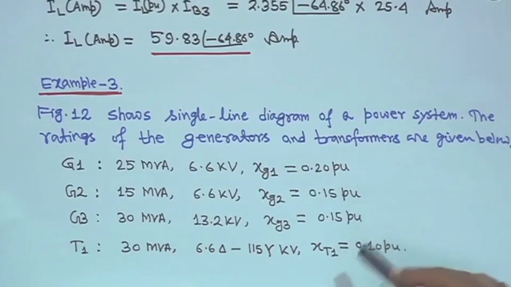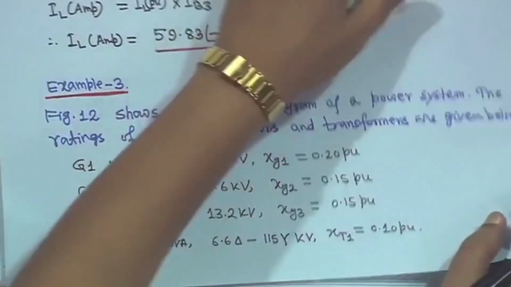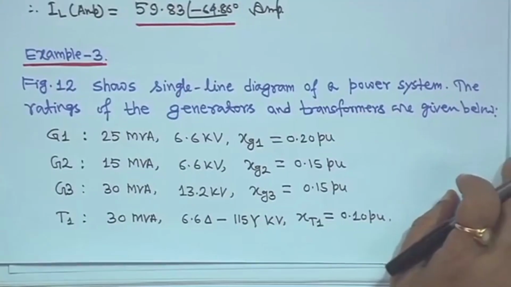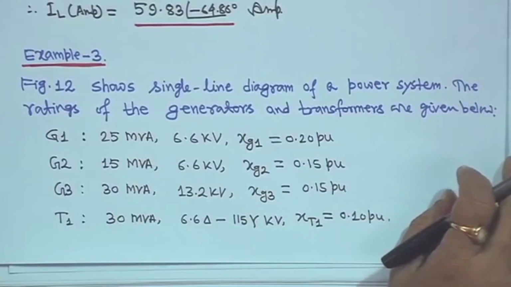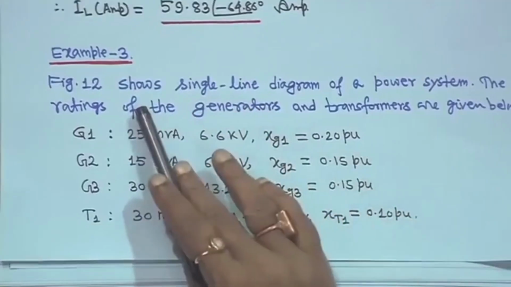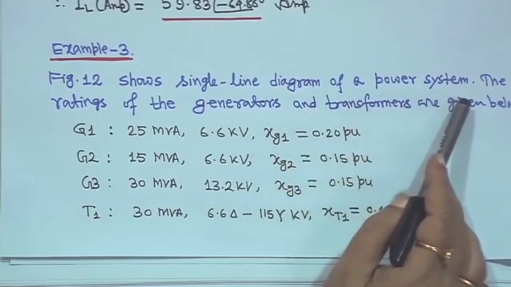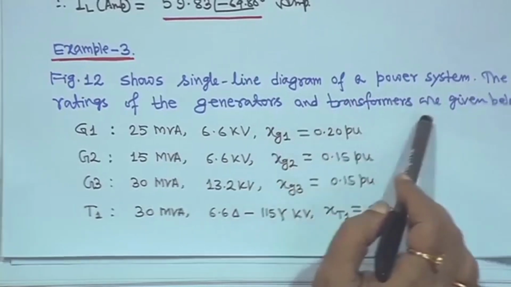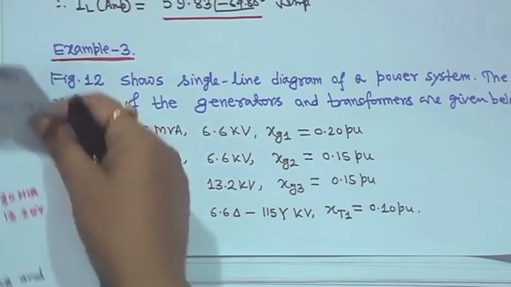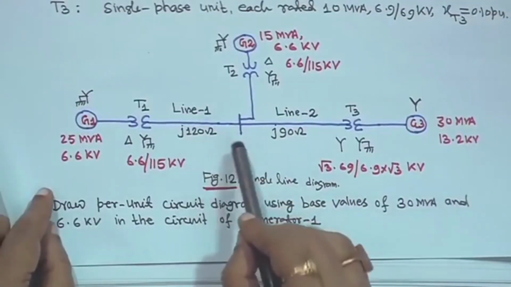Now, we will go to a little bit tougher problem, slowly and slowly, such that all types of things will be clear, and then you will know the advantage of this per unit conversion. So, Figure 12, I will show you. It is a big diagram showing the single line diagram of a power system, with the ratings of the generators and transformers given below, right.